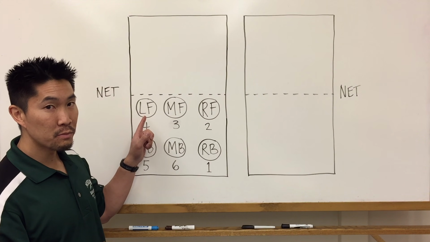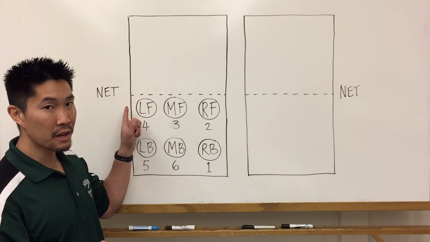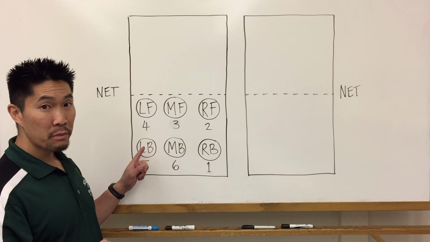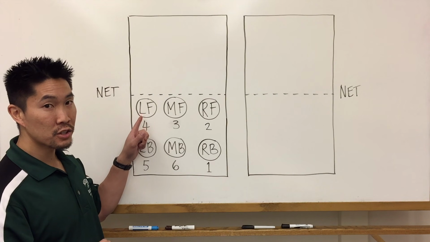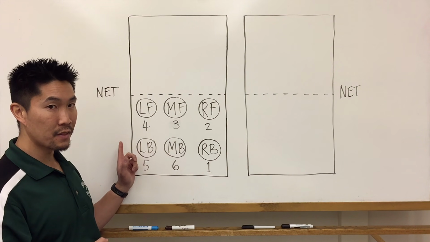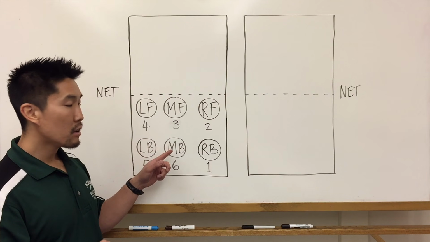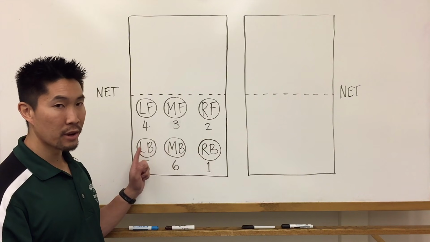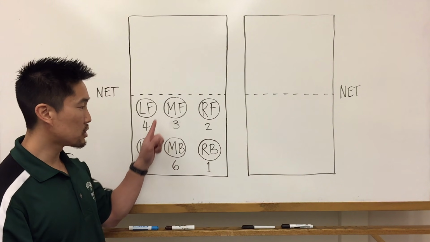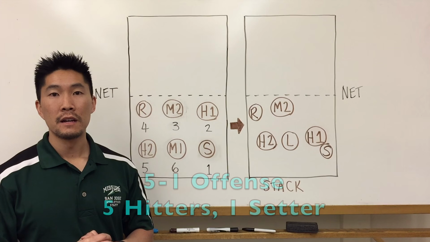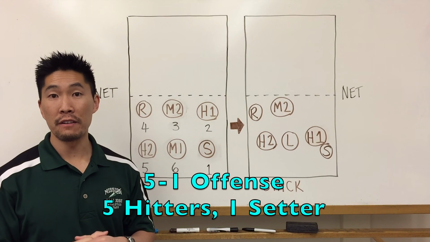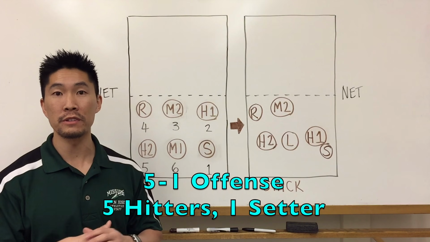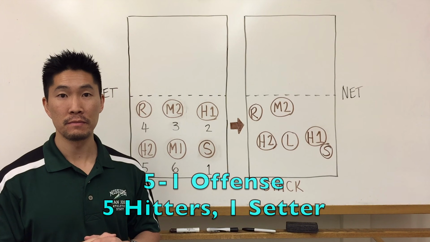For left front, I need to be in between middle front and the sideline as well as in front of left back. For left back, I need to be behind left front and in between middle back and the sideline. For middle back, I need to be behind middle front and in between left and right back. So I'm restricted by these three players. A 5-1 offense means that you have 5 hitters at all times and you have 1 setter setting all the way around the court in the back row and the front row.